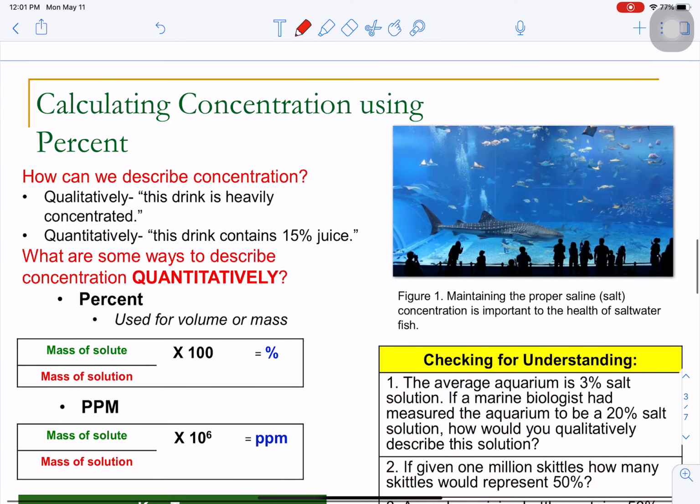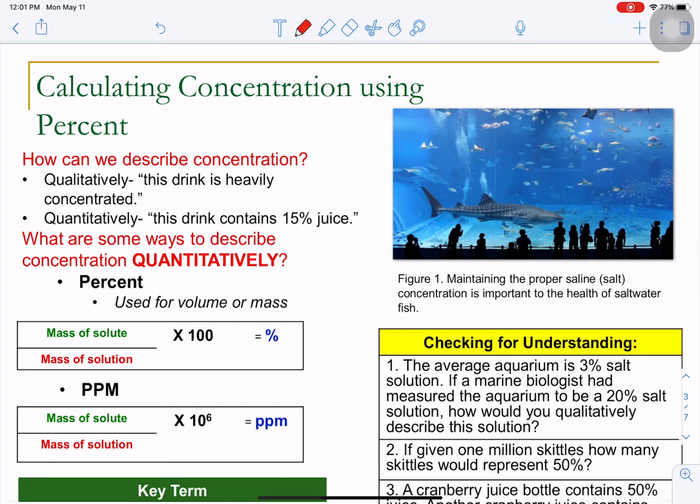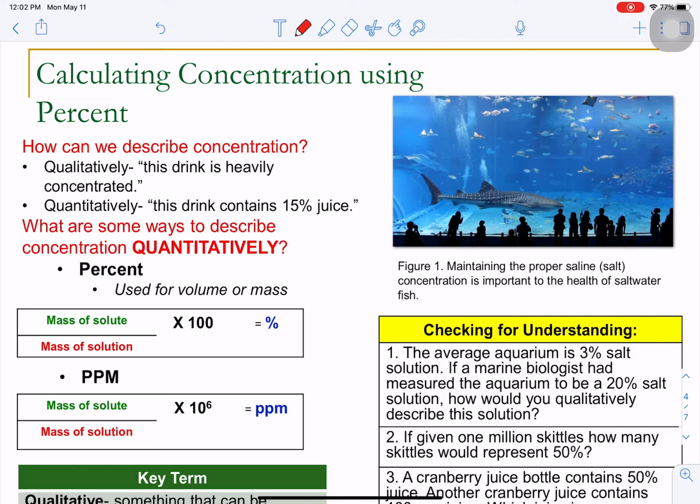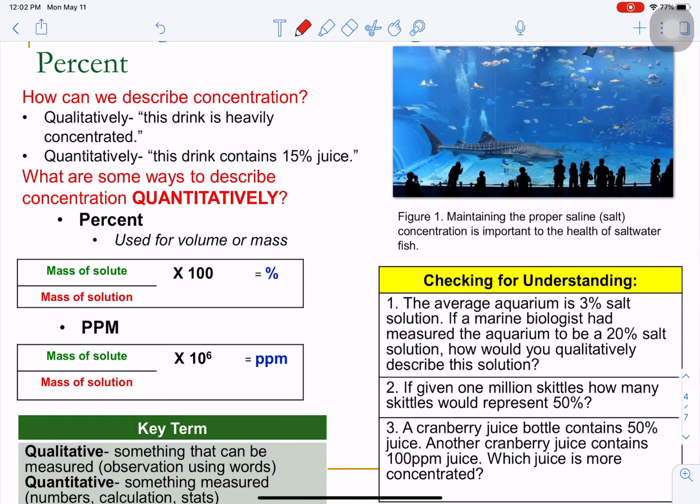All right, now some more formulas for you, but they're easy. Trust me. All right, so qualitatively, there's a couple ways to describe it. Observation, like for example, this drink is heavily concentrated. Notice how we're not comparing statistics. We're not measuring something. Quantitative, this drink contains 15% juice. That's something that can be measured.